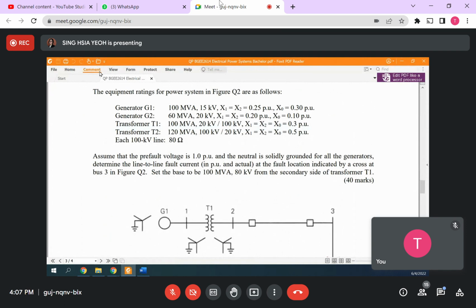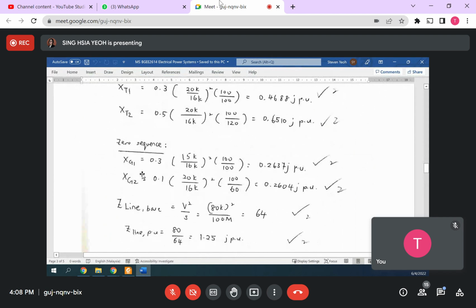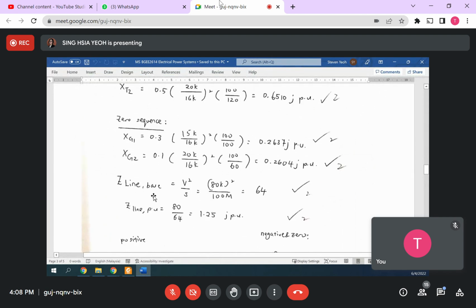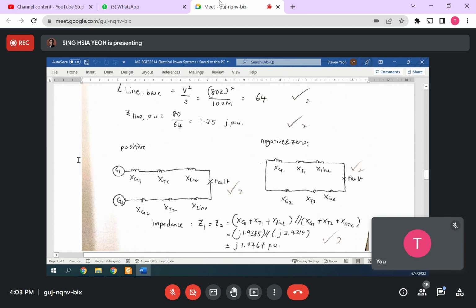X1, X2, X1, X2. This one is easy. It means what? 1, 2, then 0, 1, 2. Inside the transformer and line, they are the same. Positive, negative, zero sequence are the same for T1, T2 and line. So you need to do G1 and G2 for different positive and negative: G1, G2, T1, T2. Zero sequence: G1, G2, transmission lines. So you draw all positive, negative and zero sequence, and for the location here, series here, parallel them, then you get the answer.